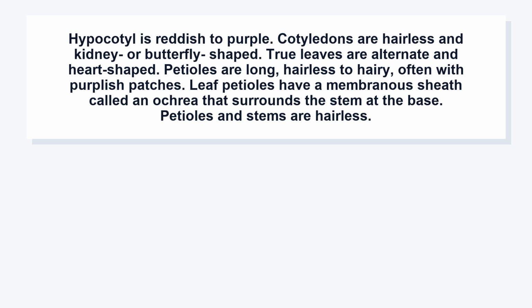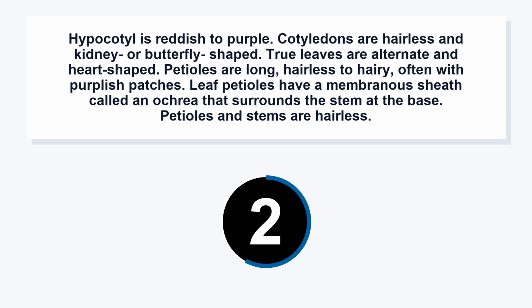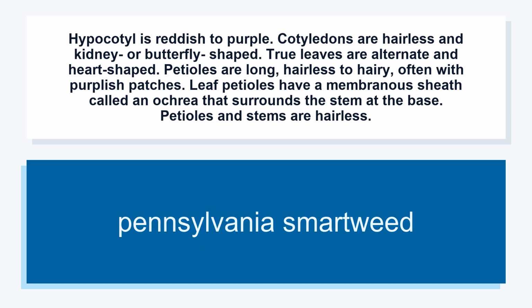Hypocotyl is reddish to purple. Cotyledons are hairless and kidney or butterfly-shaped. True leaves are alternate and heart-shaped. Petioles are long, hairless to hairy, often with purplish patches. Leaf petioles have a membranous sheath called an ochrea that surrounds the stem at the base. Petioles and stems are hairless. Pennsylvania smartweed.